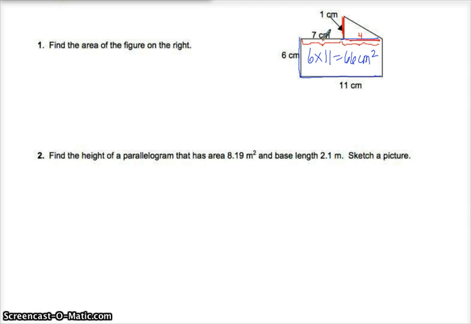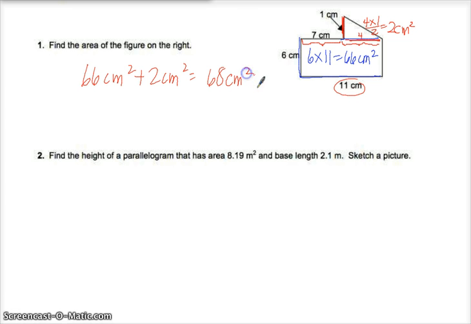Even though it doesn't look like that, remember your diagrams are never drawn to scale. So how do I know that's 4? Because the whole thing has to add up to 11. So 7 plus 4 gives us 11, therefore this is 4. So this is 4 times 1 divided by 2, so that's 2 centimeters squared. So 66 centimeters squared plus 2 centimeters squared will give us 68 centimeters squared.